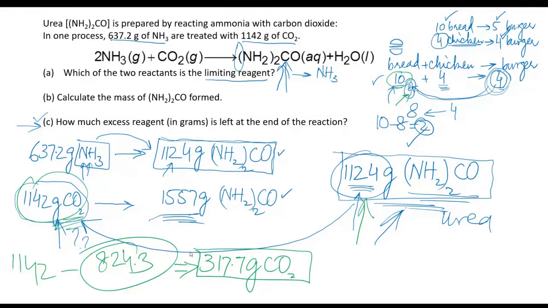You mean that 824 grams of carbon dioxide react with 637.2 grams of ammonia. Very good. Yes, yes. Produce 1124 grams of urea. Very good. Okay, all other students, boys, it's okay. Yes, it's clear.